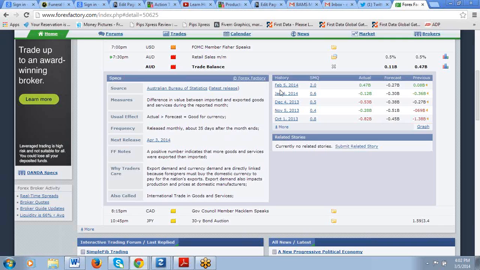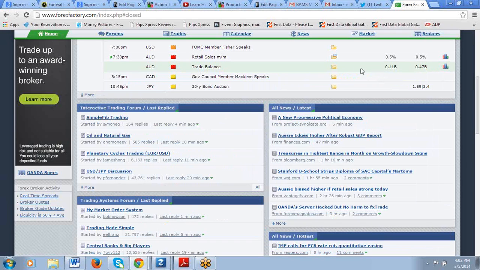Last one was February the 5th, so it happens pretty much once a month. The actual one is 0.47 compared to minus 0.27, and we'll see whether the actual one is better than the forecasted one.